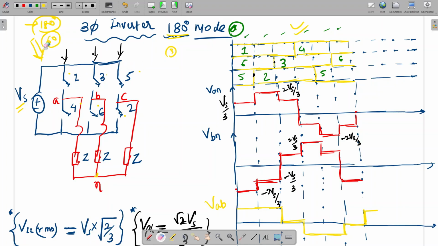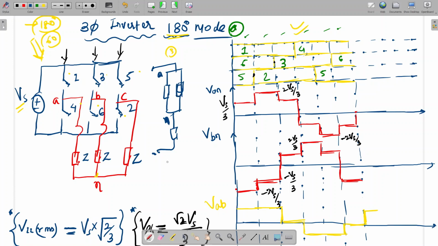So the circuit will be like this. Let's say 1 is conducting, so it is at the top. And 5 is also conducting, so it is also connected at the top, to plus VDC. Another, 6, is below. 6 conducting means it connects to minus VDC. This is plus, this is minus, this is the N point and this is the A point. What is the AN value? This parallel Z, it will be Z by 2.